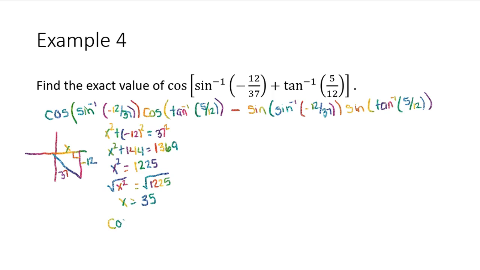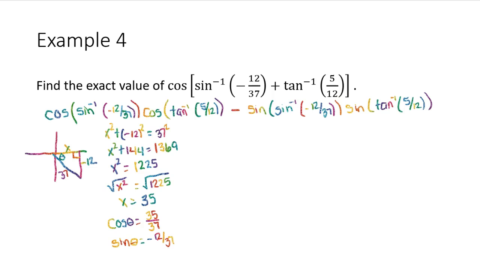All right, so the cosine of that angle, and I'm just going to call it theta, is x divided by r. And the sine we knew was negative 12 divided by 37.